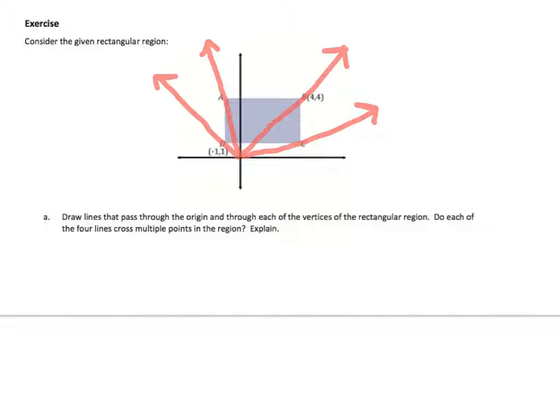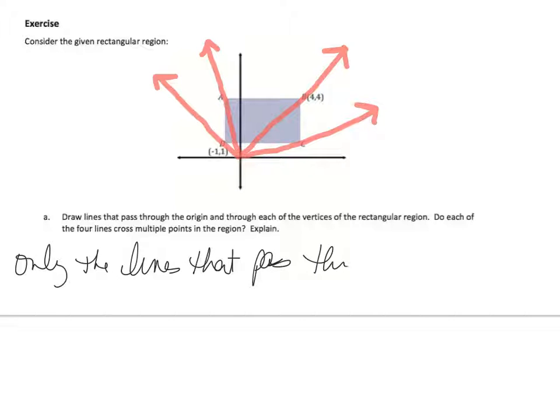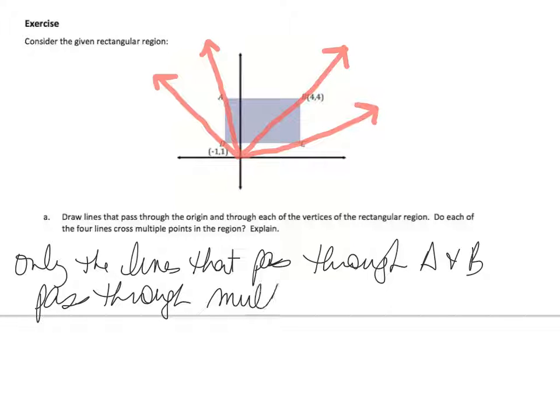Do each of the 4 lines cross multiple points in the region? No, not all of them. Let's see. Get a pen back out. Only the lines that pass through A and B pass through multiple points in the region.